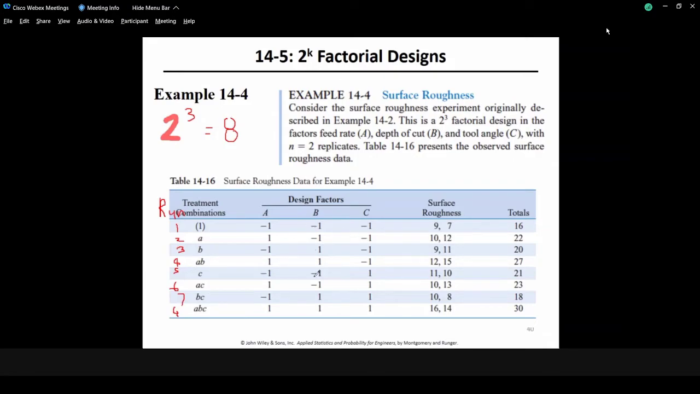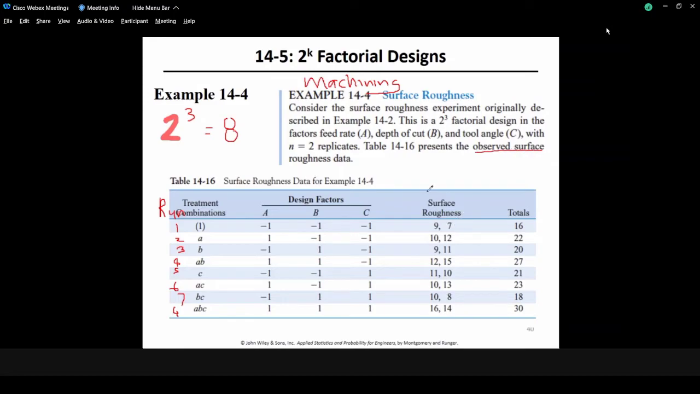This is the standard order design, factors A, B, C, and then replicates 2 times. This factor A is the depth of cut, and I think this is a machining process. So you have 3 factors, A, B, C, and then what is your response? Surface roughness.